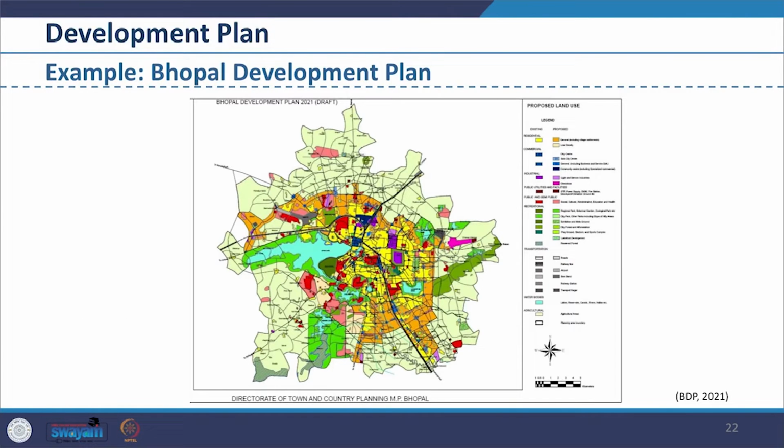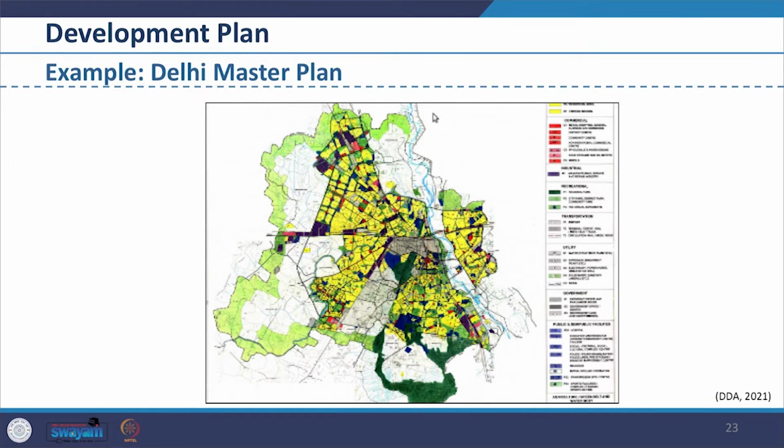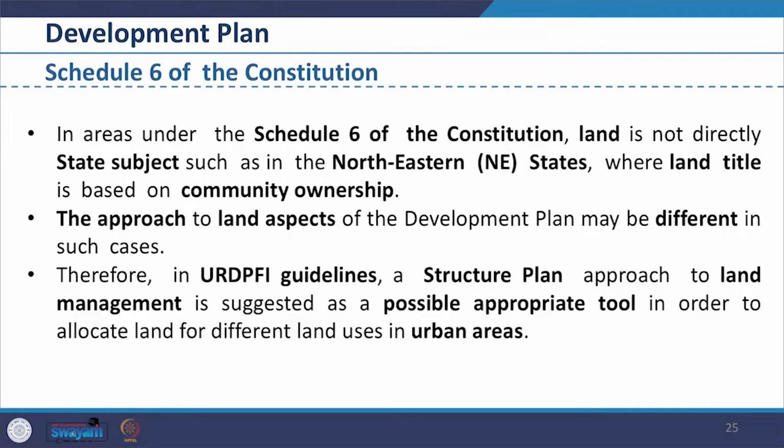We can see here, for example, Bhopal development plan, where they are calling it as a development plan. In the other we can see Delhi master plan, where we call it a master plan. So, we see that there is variation. Here both the plans, development plans and master plans have the same functions and impose similar controls with variation in the use of nomenclature by states. We can see further that in areas under the Schedule 6th of Constitution, land is not directly state subject, such as in the northeastern states, where land title is based on community ownership.